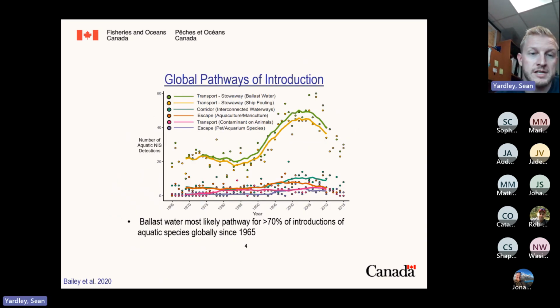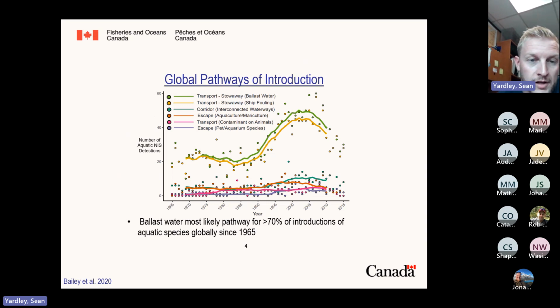So this slide here, I just have a quick figure. It's titled the Global Pathways of Introduction. And on the bottom axis here, we have years. So the data spans from 1965 all the way through 2015. And this shows the number of aquatic NIS detections.